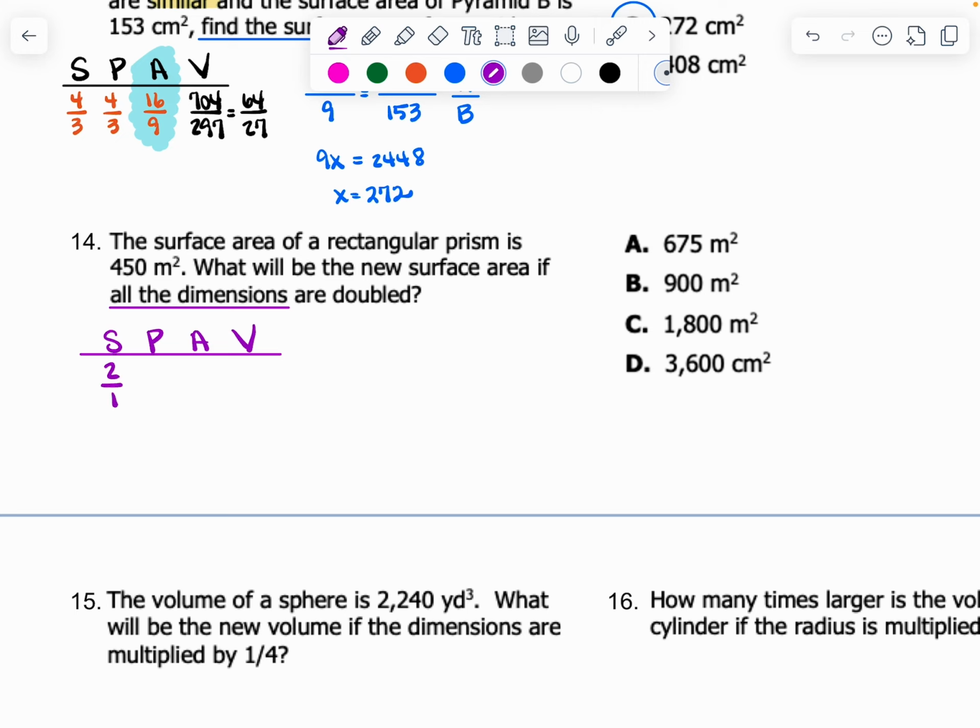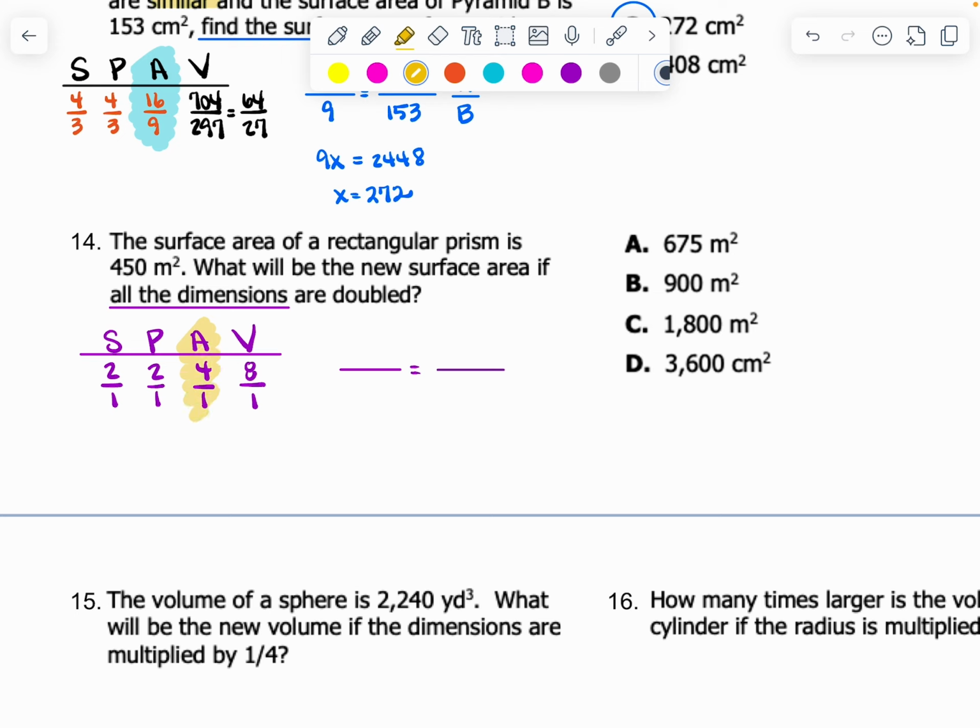Well, if the dimensions are doubled, the dimensions are the sides. So that means my side ratios are going to be 2 to 1 because of the doubling, which means my perimeter is 2 to 1, which means my area is 4 times bigger and my volume is 8 times bigger. Right, so it says the surface area of a rectangular prism is 450.